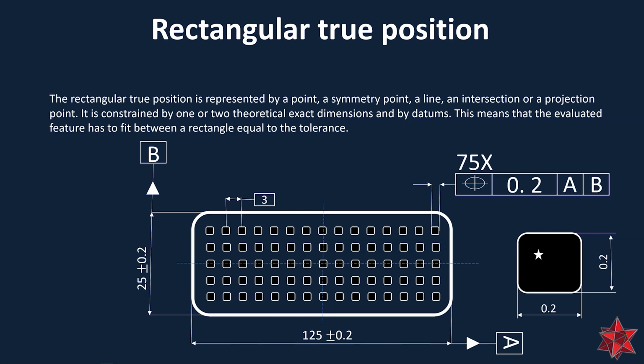In this example from below, we have a connector type part and a requirement of true position of the pins in accordance to datum A and B. So here is the requirement, here are the datums, right? And in the right corner I set an actual deviation and what it can look like in a rectangular true position. So here is the point, here is the rectangular true position of 0.2 according to the tolerance, and here is the deviated point in that tolerance true position.